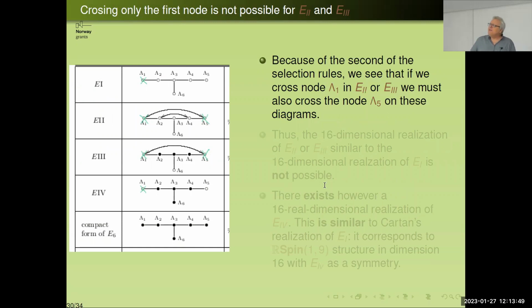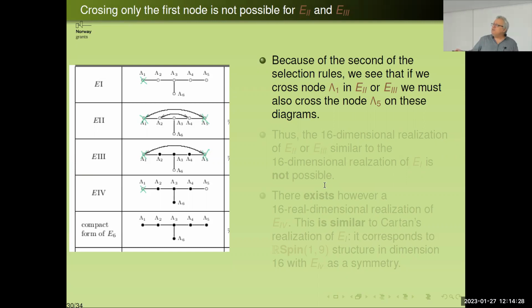So for example, what Cartan did for E6, he crossed this root, and what remains was this here, 1, 2, 3, 4, 5, D5, which is SO10 plus 1. So he finds this 16-dimensional realization of this Lie algebra. But we see that for E2 and E3, we will not have such a 16-dimensional realization, because if I cross this node as Cartan did, I have to cross this one, right? And therefore the realization of this real form in dimension 16 is impossible in the way Cartan did.